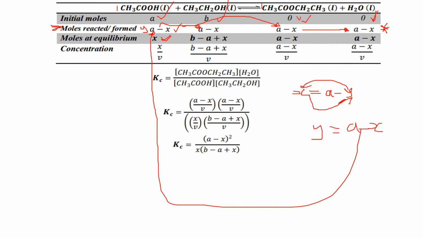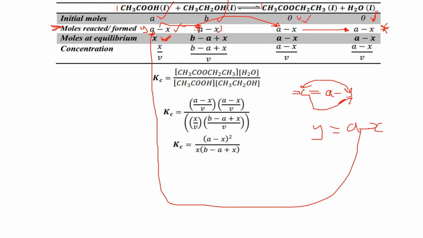Now to get the number of moles present at equilibrium, we just subtract the moles reacted or formed from the initial moles. And we had already got the one for ethanoic acid, which was the first value to be obtained in this table. Now to get the one for ethanol, we are going to get B minus the whole of this bracket, A minus X. And if you open up that bracket, you find that the negative is going to multiply A to get negative A, and the negative is going to multiply negative X to get positive X. So you remain with B minus A plus X.